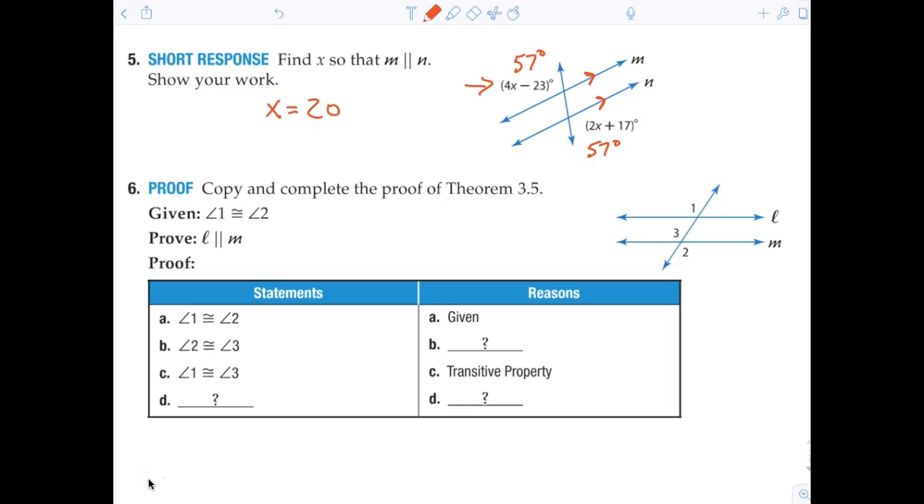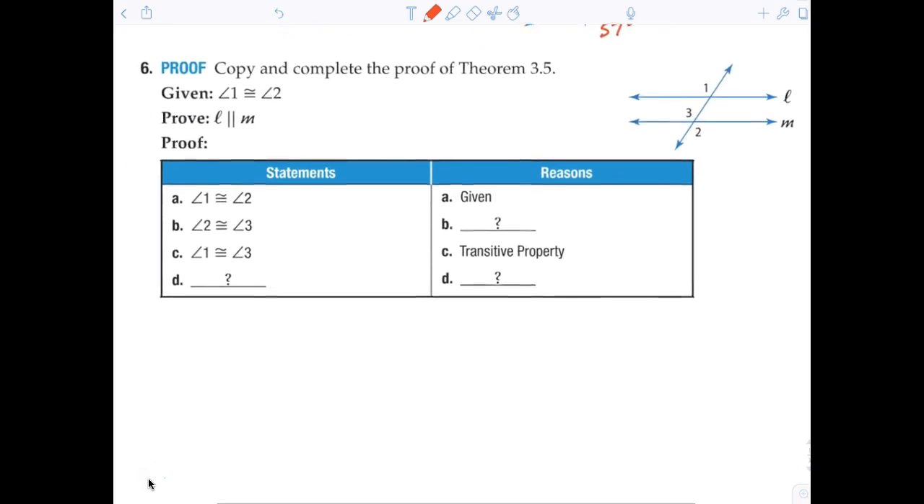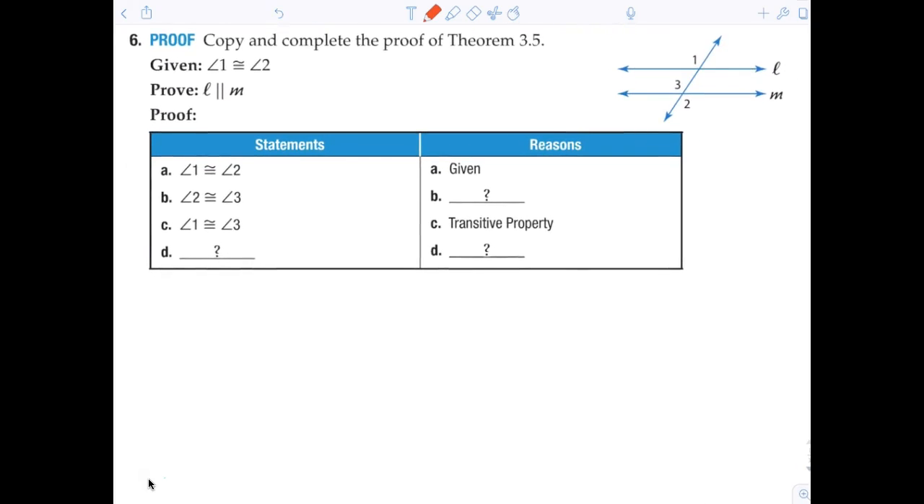All right? Now, moving on to the proof. Here we go for question number 6. Now, copy and complete the proof for Theorem 3-5. So, if angle 1 is congruent to angle 2, now, what theorem is that? Yeah, so that would be the proof to the alternate exterior angle.